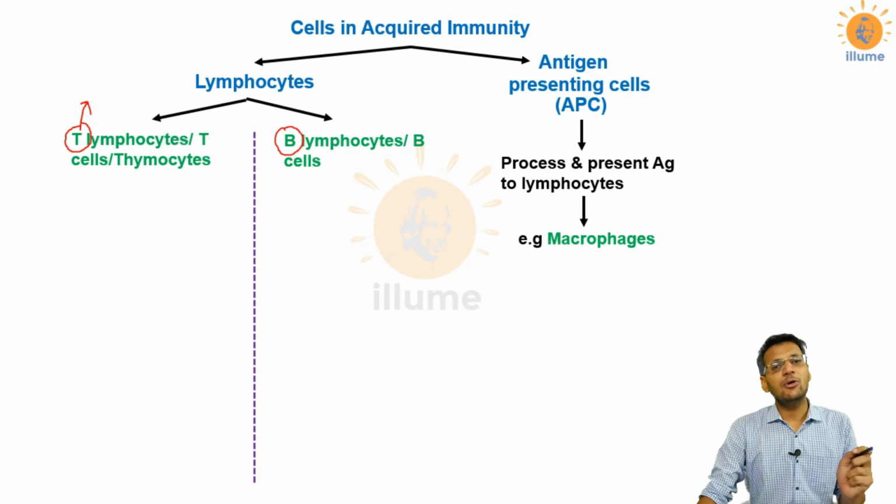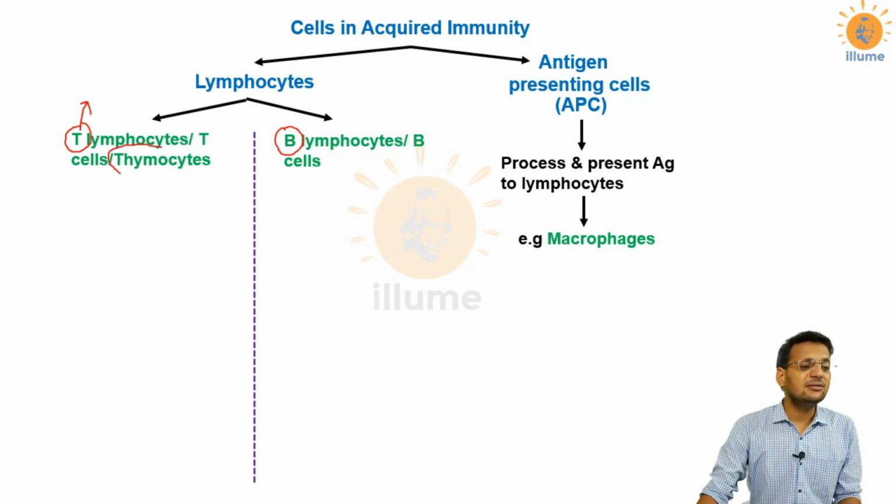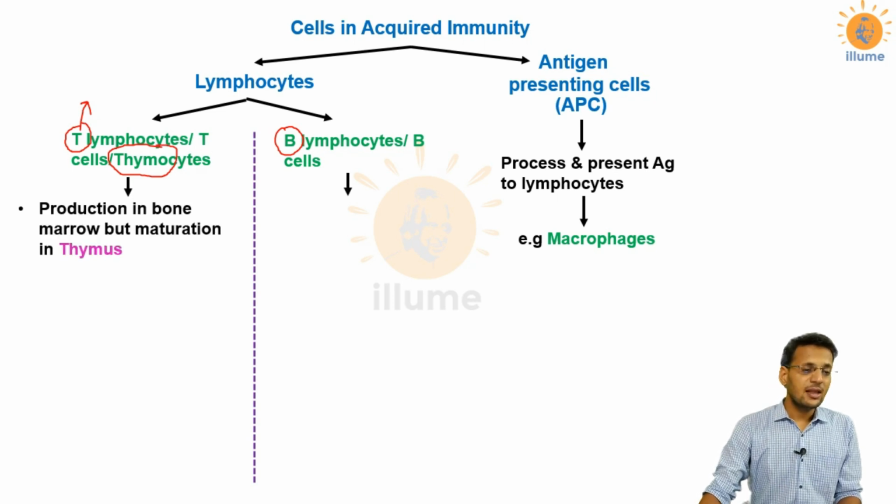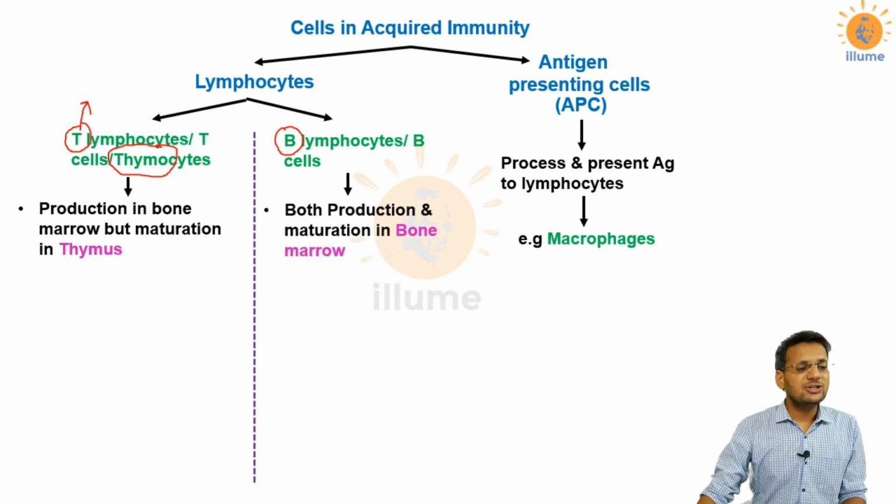Now B cells are called B cells not because of bone marrow, there is some other fact behind this, but T cells are called T cells because of the thymus only, and that's why we are saying thymocytes, and that means cells of thymus. Now T lymphocytes are produced in bone marrow but mature in thymus. B lymphocytes are produced and matured both in bone marrow.